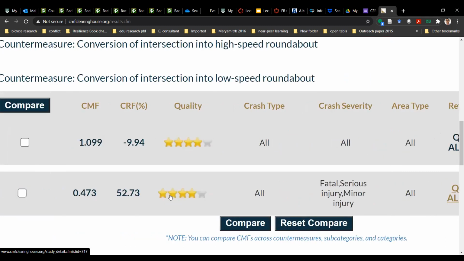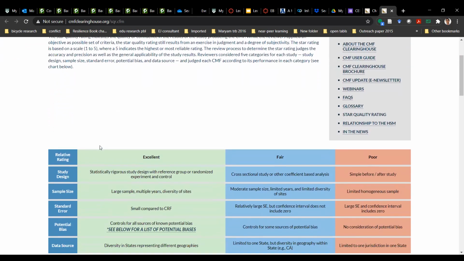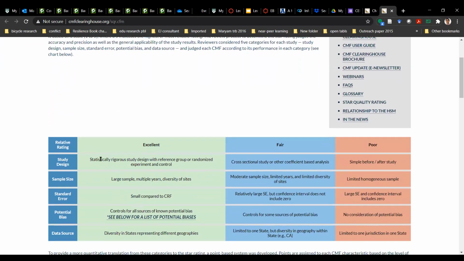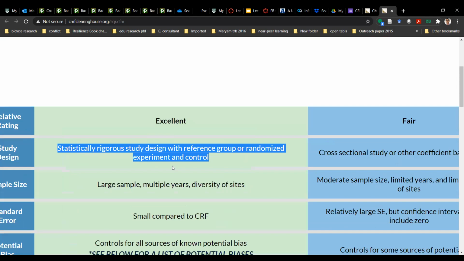Every treatment comes with what we call a star rating. This one is 4-star rated. That basically tells you whether it's a reliable rating or not, and that's based on study design, sample sizes, and all of that. One of the criteria used to assign the star rating is whether it's a statistically rigorous design, with a reference group or randomized experimental and control.